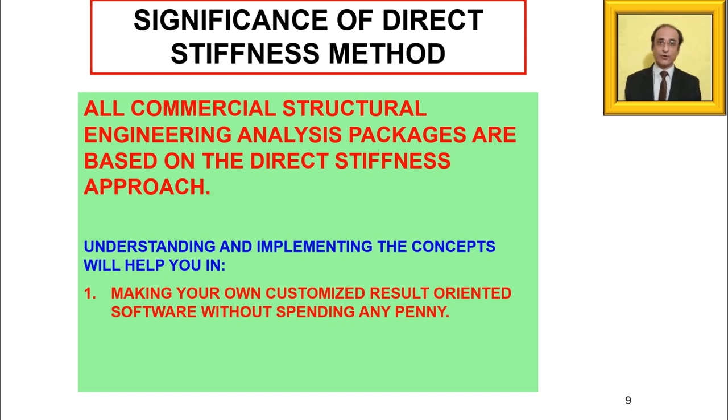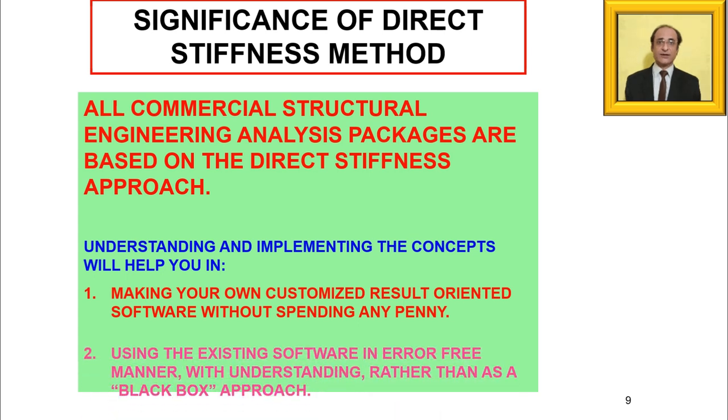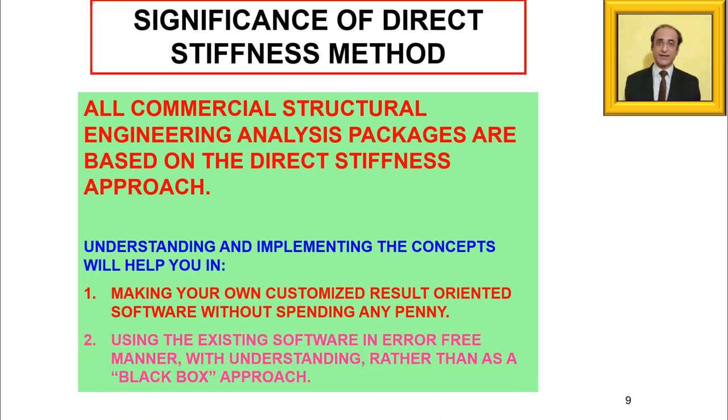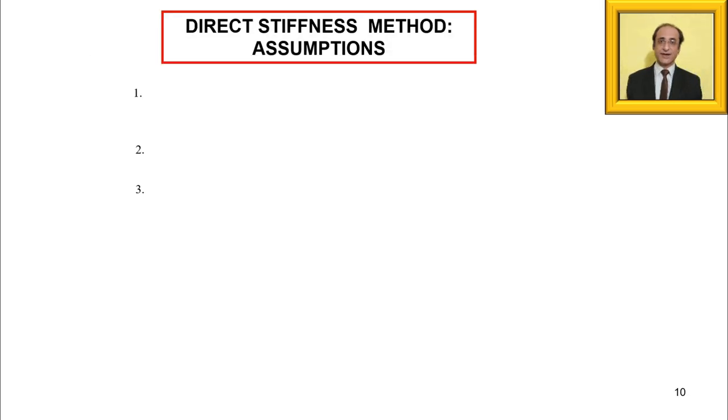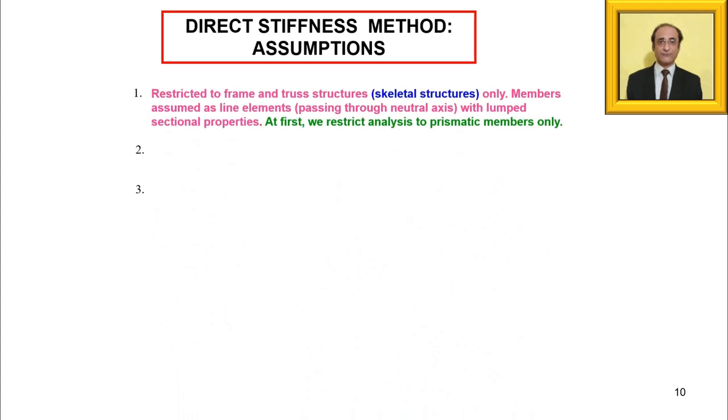So let's see what the assumptions of the direct stiffness approach are. First of all, we are restricting ourselves to frame and truss type structures only. These are called skeletal members. Skeletal means that all are represented as a line, not as a solid, and we assume that all the sectional properties are lumped along that particular line only.